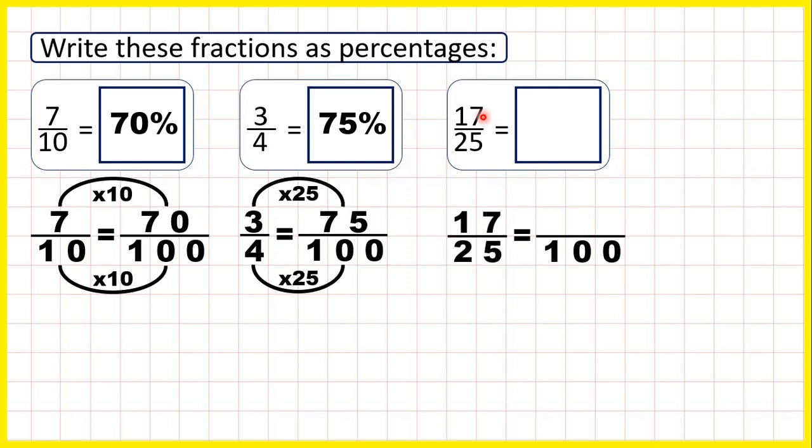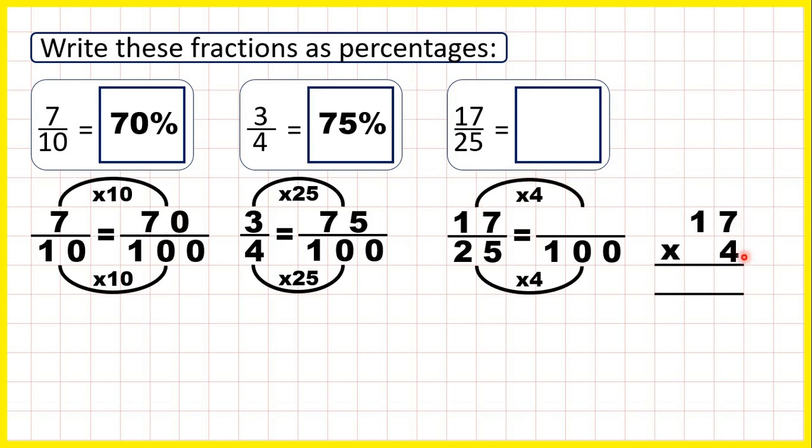And now we have 17 over 25. 25 times 4 is 100, so to find our percentage, we need to multiply 17 by 4. We can use short multiplication for this. 7 times 4 is 28, so 2, 8. 1 times 4 is 4, plus 2 is 6, so 17 25ths is equivalent to 68 hundredths, so that's 68%.